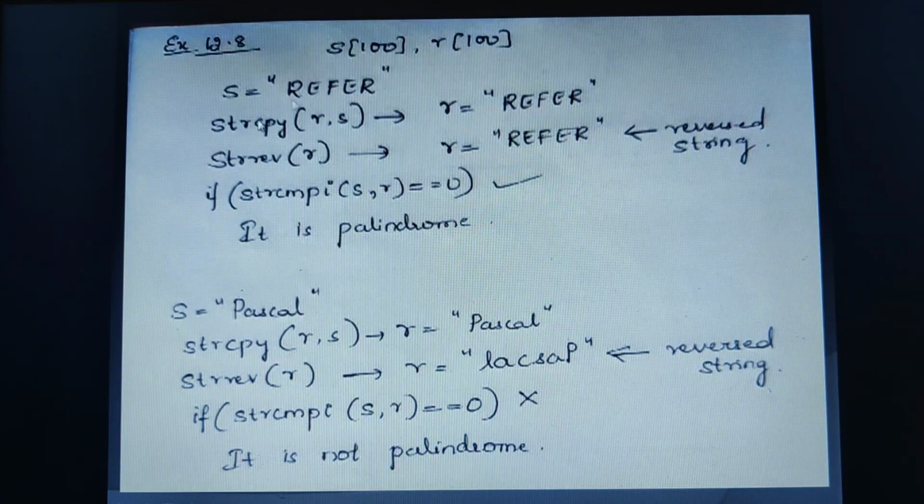Now what if the given string, as a second example we shall see, S is equal to Pascal. When I copy, R also contains Pascal here. When I reverse it, look here, children, L, A, C, S, A and P. This is the reversed string and that will be stored in R.